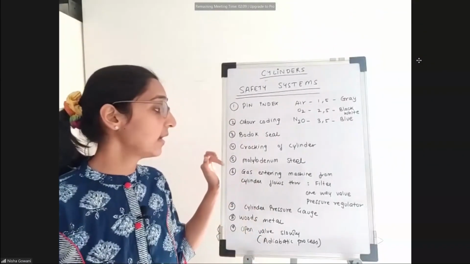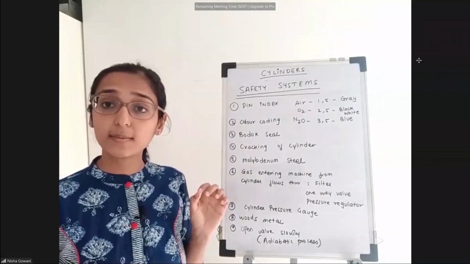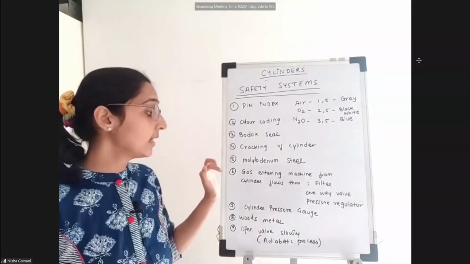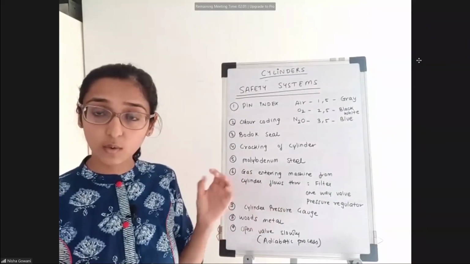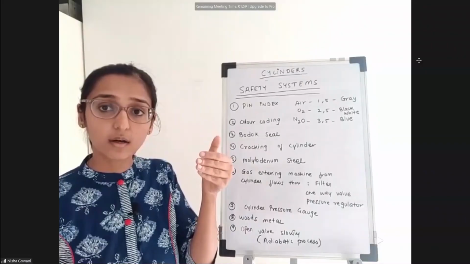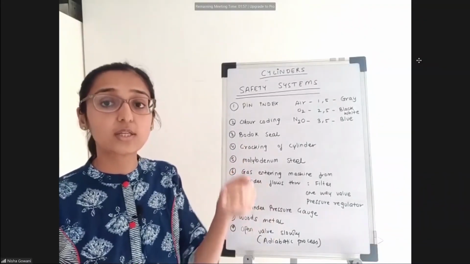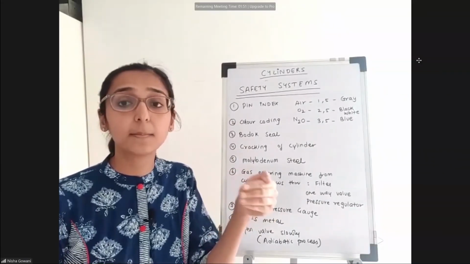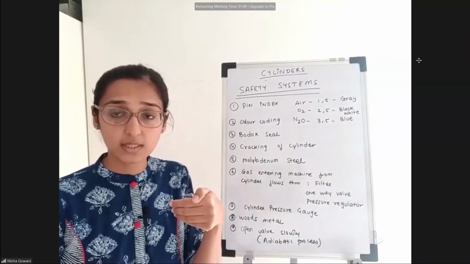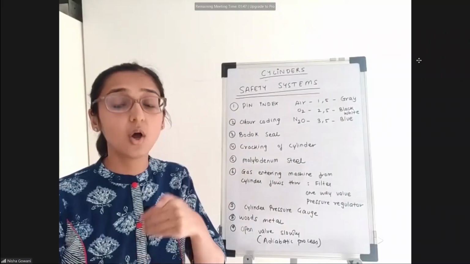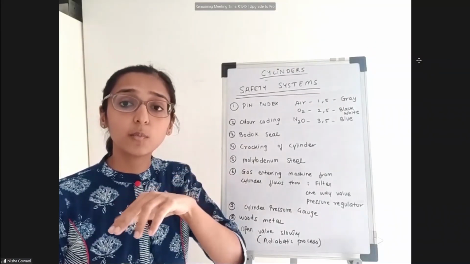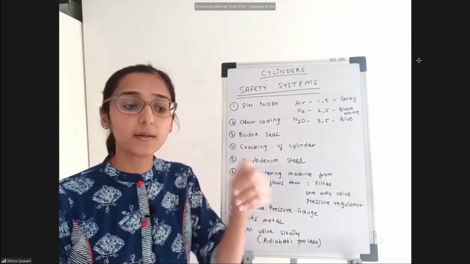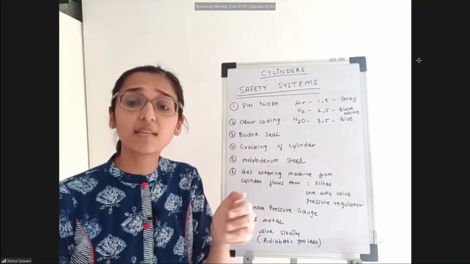Then molybdenum steel. The use of molybdenum steel has made the cylinders very, very strong, so this is also a safety feature. Then the gas entering the machine from the cylinder has to go through a filter. It has to go through a one-way valve. What is this one-way valve going to do? It will prevent the return of gas from the machine back into the cylinder. Also, it will prevent the movement of another gas into the cylinder.